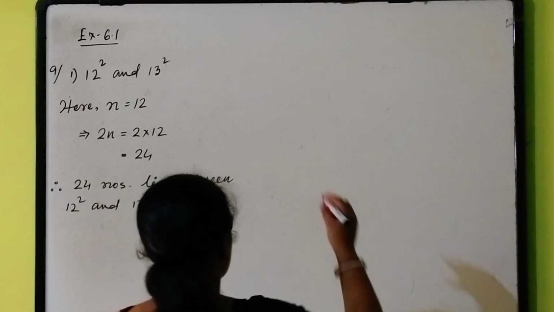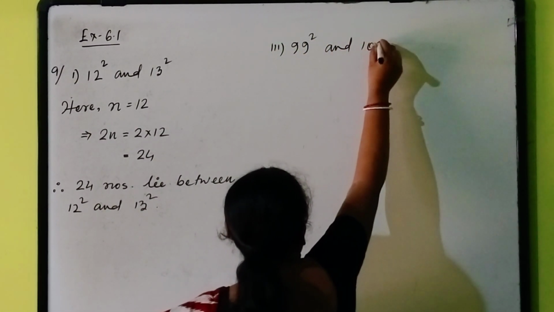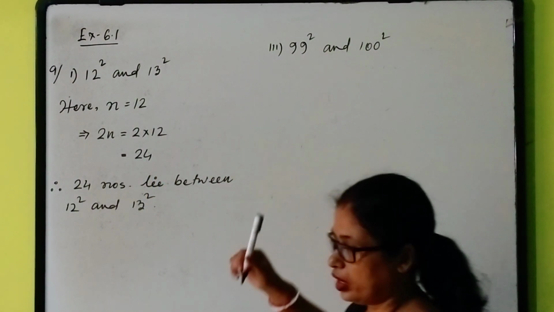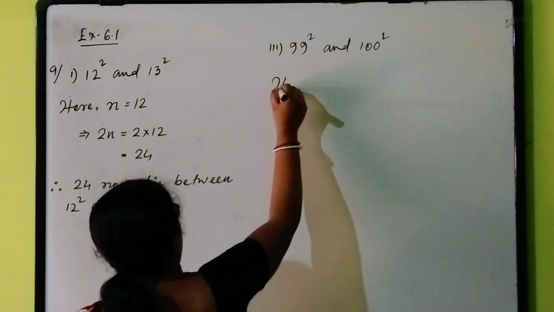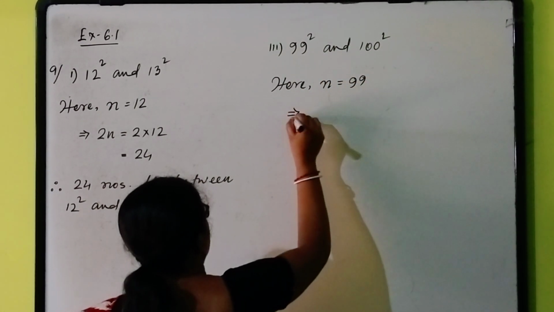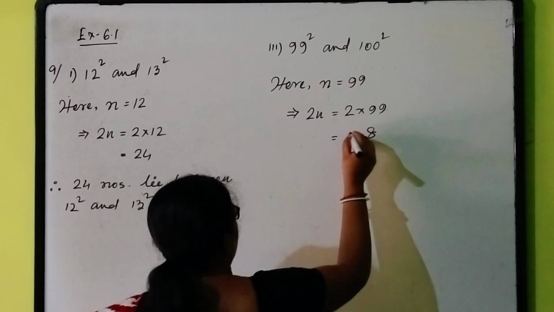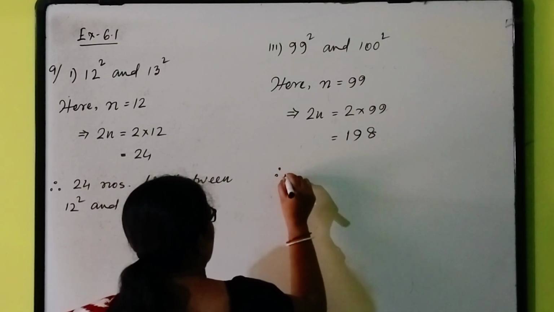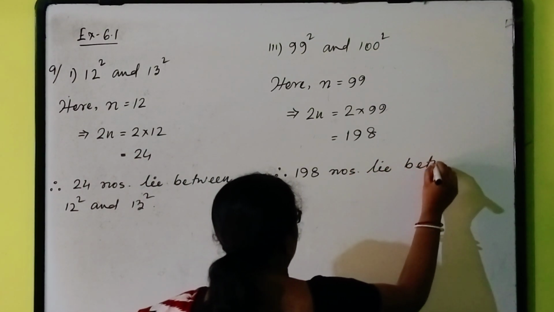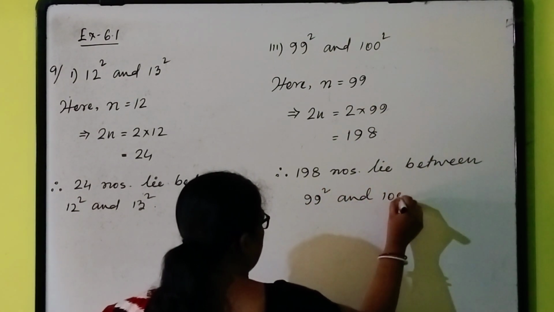Let me do question number 3, 99 square and 100 square. Here it is written how many numbers lie between the squares of. So what to do here? Here n is equal to 99. Implies that twice n equals 2 into 99. That is 2 9 18, carry 1, 2 9 18 and 1 19. Therefore 198 numbers lie between your 99 square and your 100 square.